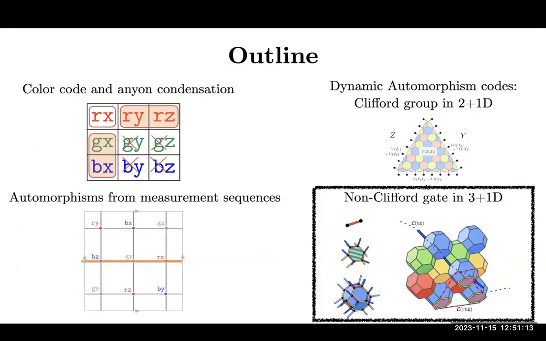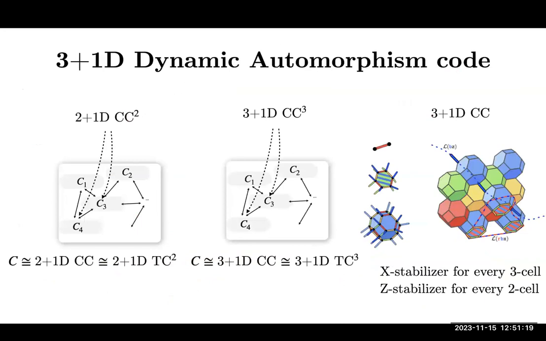So lastly, let me mention how to get an interesting non-Clifford gate in 3+1, and that involves going to the 3D color code. You can probably guess the story by now. In 2D, I want 1 color code which is equivalent to 2 copies of the toric code, and the parent is 2 copies of the color code. In 3D, the color code is equivalent to 3 copies of the toric code, and for the parent I use 3 copies of the color code.